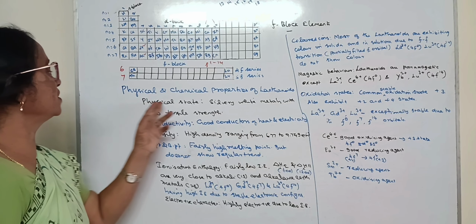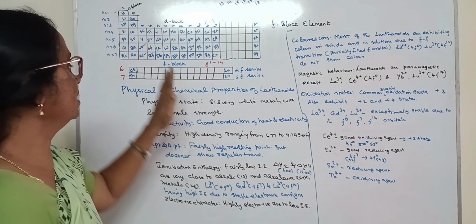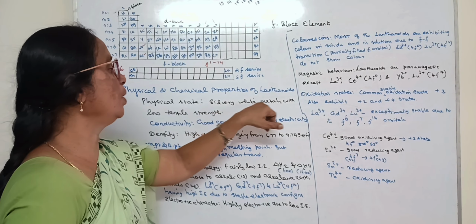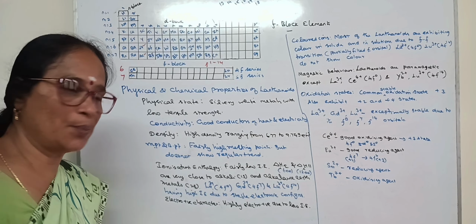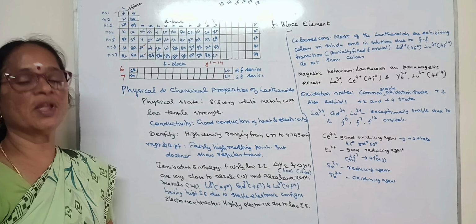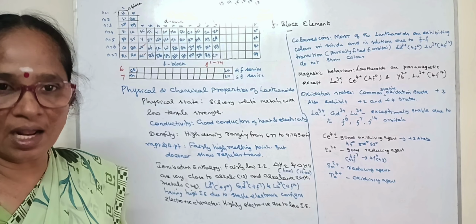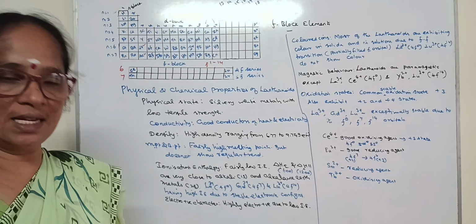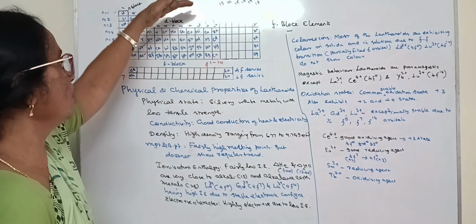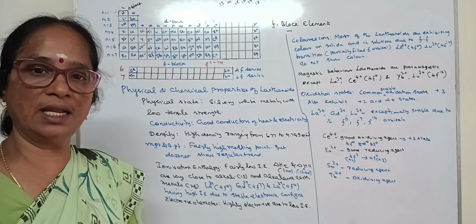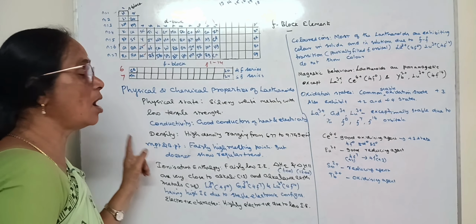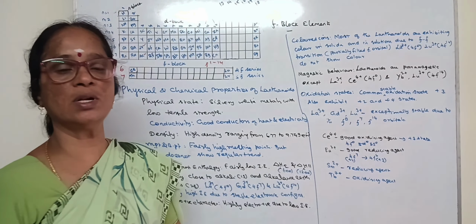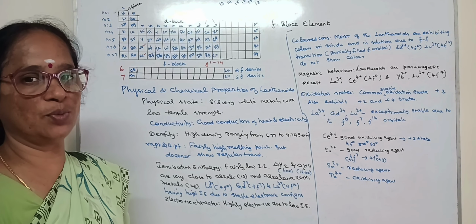So let us see first of all the physical state. These F block elements are mostly metals and hence they are silvery white shiny metals, but they possess low tensile strength. And being metals, they are good conductors of heat and electricity also. When we compare the density, which is mass by volume, on going down the group, the mass of the elements increases and hence the density of lanthanides also increases. It ranges from 6.77 to 9.74 gram per centimeter cube.